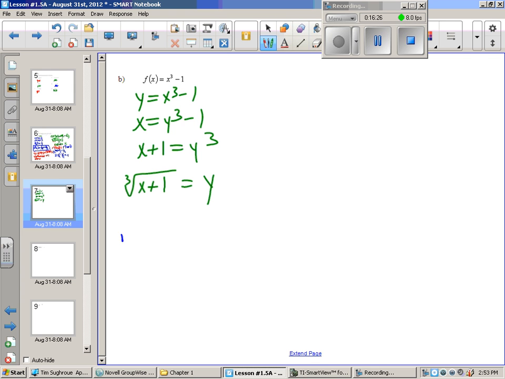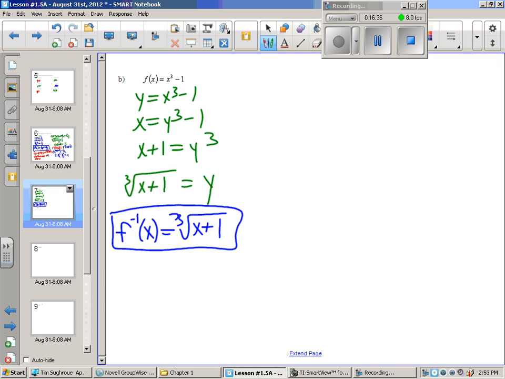So the inverse function is the cube root of x plus 1. Okay? Now to crank out the composites, doing the same thing. F -1 of f of x. It doesn't matter which one you do first.